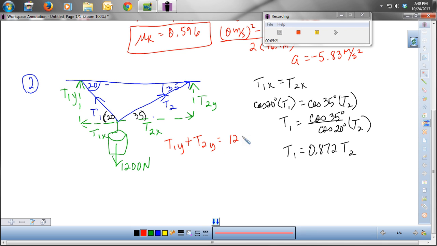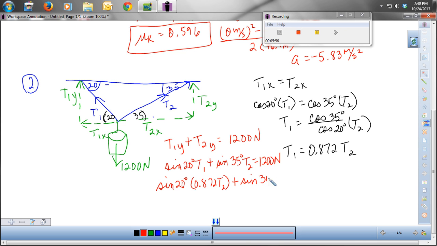Now I need to consider my y's, so T1y plus T2y, they're my only upward forces, have to equal my downward force of 1200 newtons. So the sine of 20 degrees times T1 plus the sine of 35 degrees times T2 has to equal 1200 newtons. Well, I can't go any farther because I have two unknowns, but I know T1 in terms of T2 is written right here, so I can say the sine of 20, and instead of T1 I can put in 0.872 T2, plus the sine of 35 degrees times T2 should equal 1200 newtons.